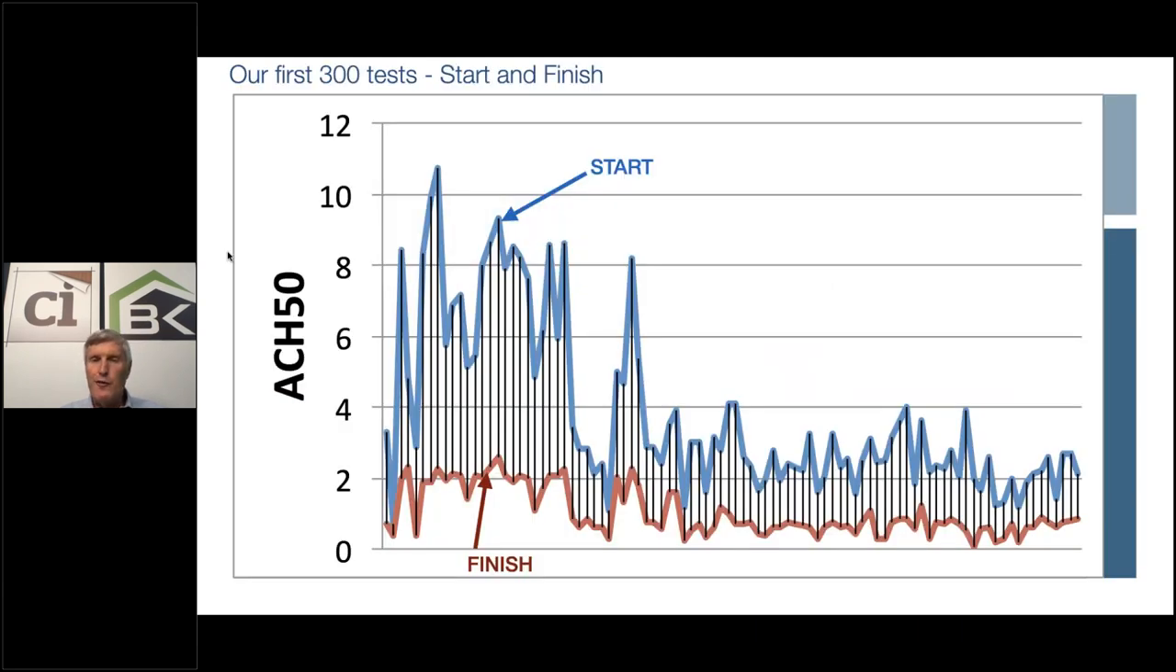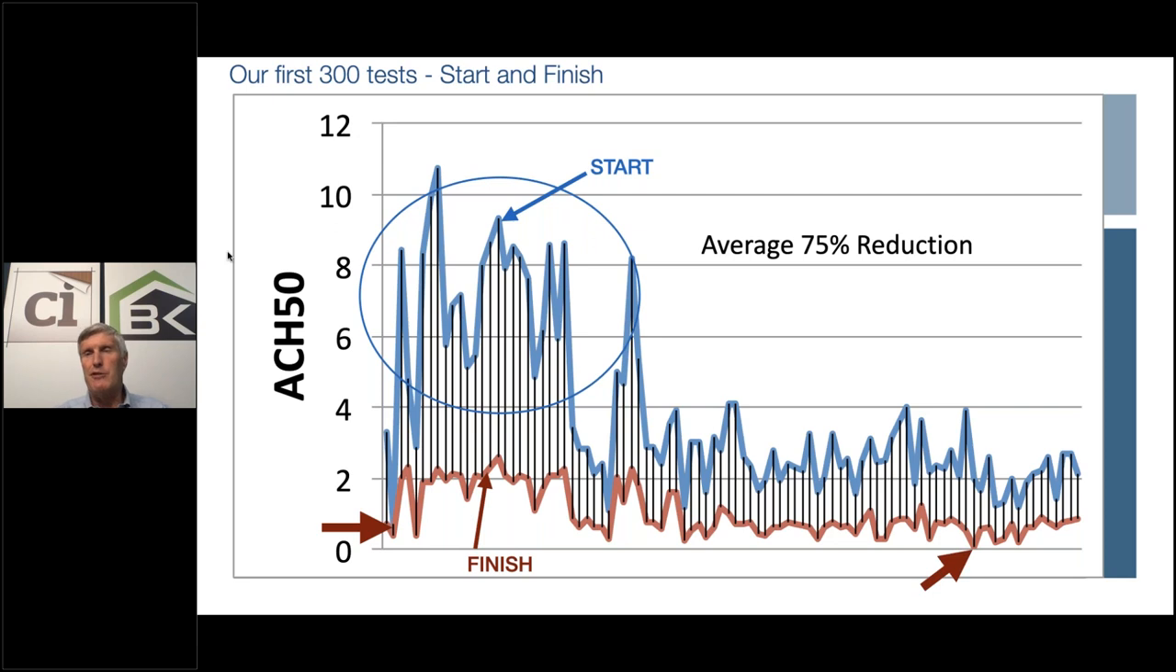Now, here's our first 300 tests. There was kind of the starting point. You can see that some of them actually started off really tight. But the big key here is the finish, that on average, we've seen a 75% reduction in air tightness. So if you started at 8, we got you down to 2. If you started at 1.5, we got you down to 0.2. Always a 75% reduction on average. Very seldom are we not able to achieve that kind of result.